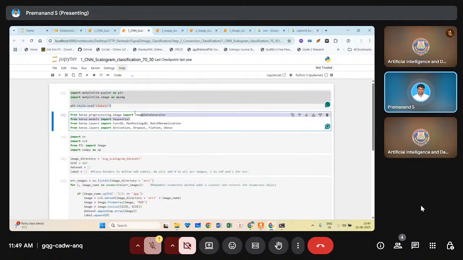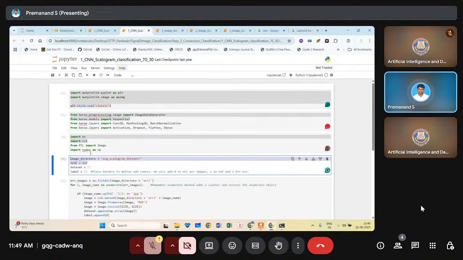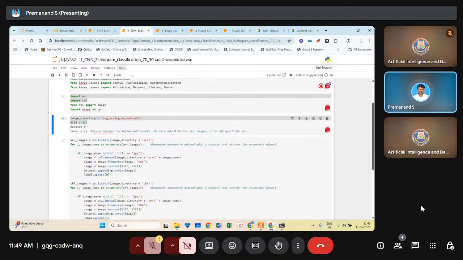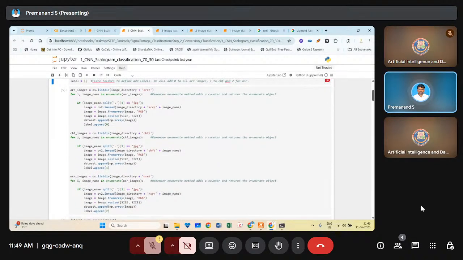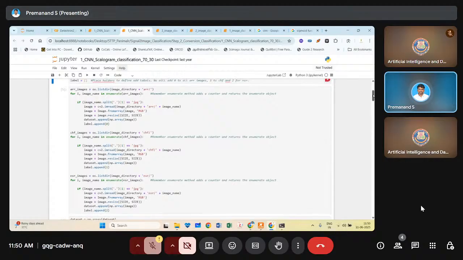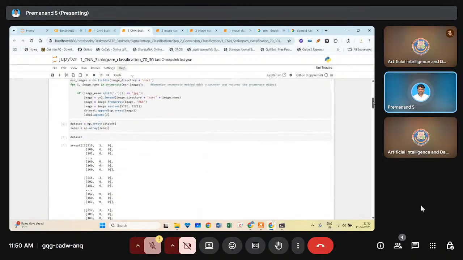Importing the libraries here, and importing the dataset here, and I'm doing the pre-processing here. I have folders ARR, NSR, CHF, but a computer understands ARR as one label, CHF as one label, and whatever data is present in NSR as the third label. So we're doing the pre-processing here, and after that I'll be converting all this information into array format.